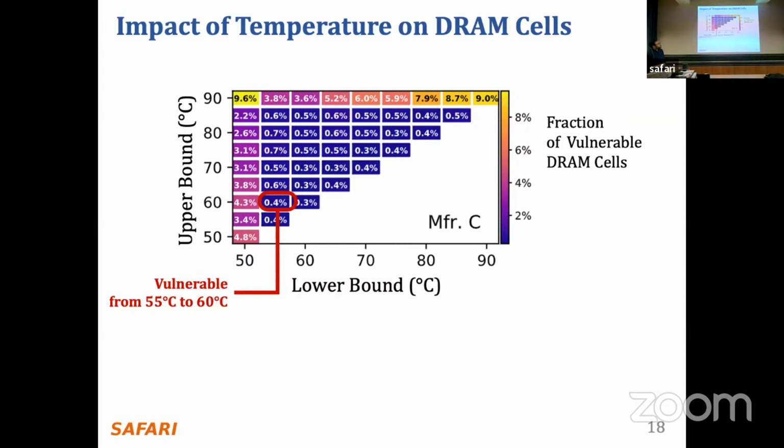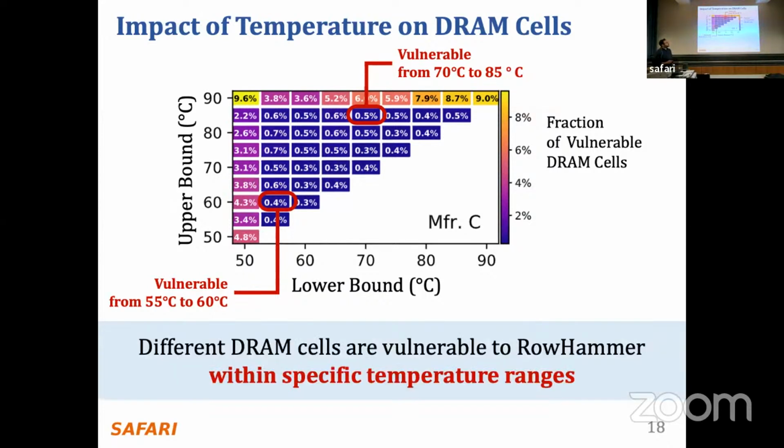And as an example, if we look at this particular bin here, it means that 0.4% of the DRAM cells are vulnerable to RowHammer from 55 degrees to 60 degrees. So if you test these cells at 50 degrees or 65 degrees, then they don't actually exhibit bit flips at the given activation count, basically. And as another example, these 0.5% of the cells are vulnerable from 70 to 85 degrees.